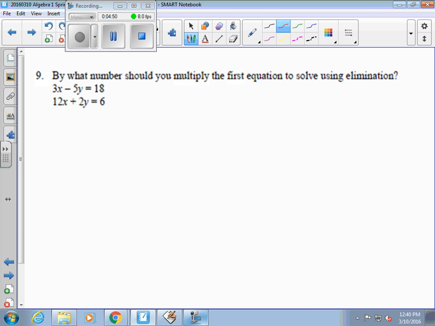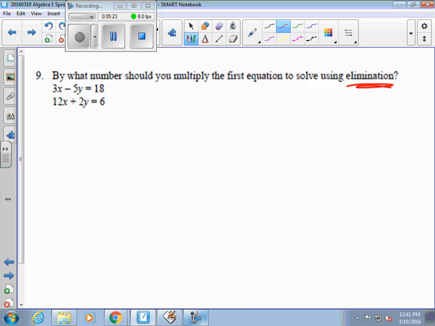Number 9 says, by what number should you multiply the first equation to solve using elimination? There's only one number. We can multiply the equation by any number we want, but there is only one number that we can multiply the first equation by in order to use the elimination. Remember, anytime you see this word elimination, it's the same as combination. There's only one number that we can multiply that first equation by to where we do not have to do anything to the second equation.